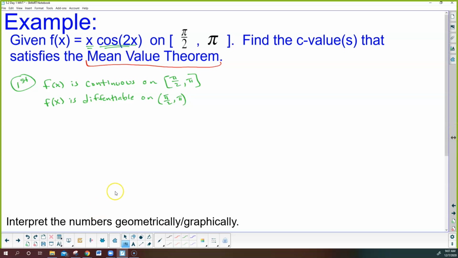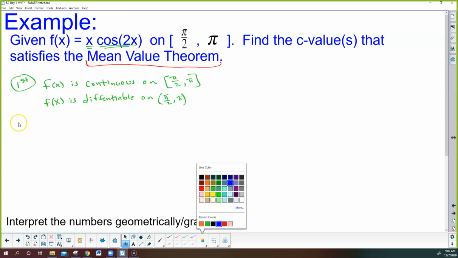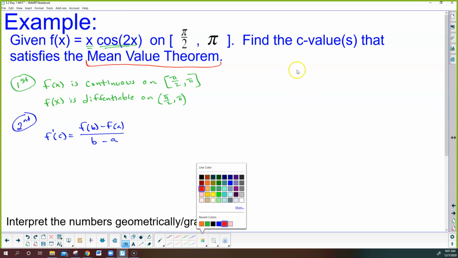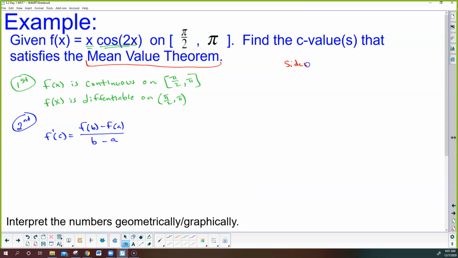Okay, so once we confirm that we can use the mean value theorem, then the second thing, and so if you want to do it, this could be step 1, step 2, step 3 is find the derivative at c, and then step 4 is find the average rate of change between the 2 points. It doesn't matter how you number your steps. The side work here is what's important, and actually I want to make this in red.